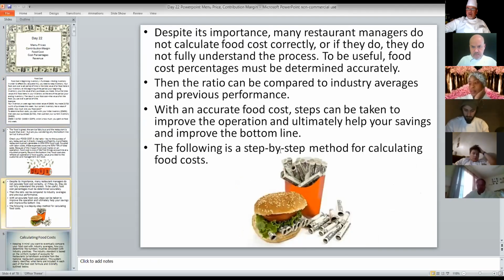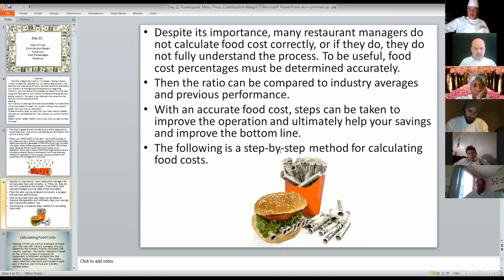The spot is important. Many restaurant managers do not calculate food costs correctly, or if they do, they do not fully understand the process. To be useful, food cost percentages must be determined accurately. Then the ratio can be compared to industry averages and previous performance. With an accurate food cost, steps can be taken to improve the operation and ultimately help your savings and improve the bottom line.